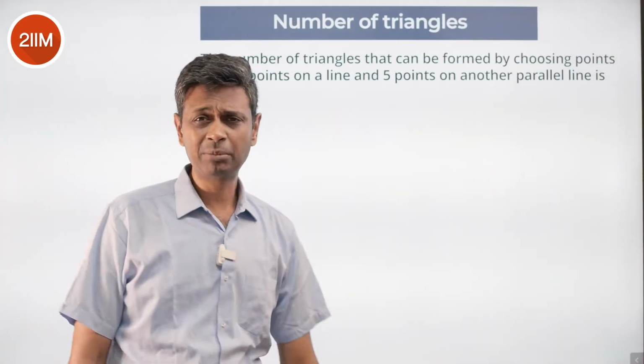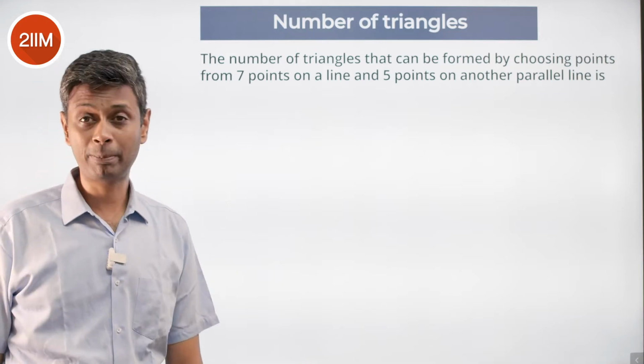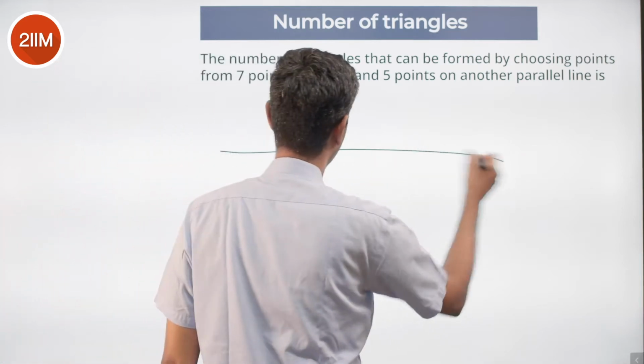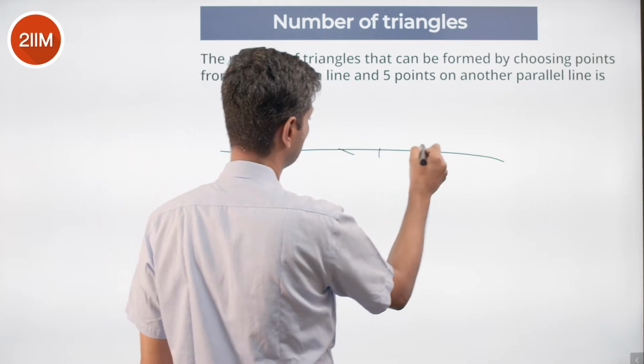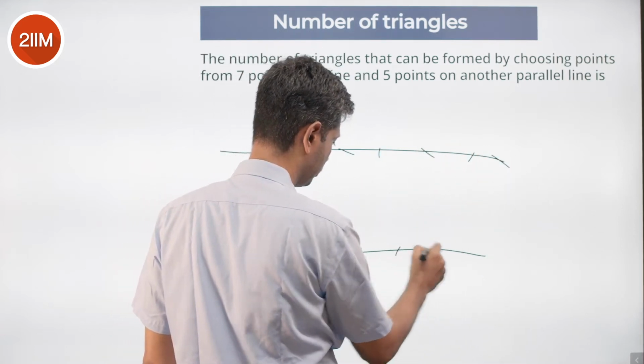The number of triangles that can be formed by choosing points from 7 points in a line and 5 points in another parallel line. So 7 points in this line: 1, 2, 3, 4, 5, 6, 7. And 1, 2, 3, 4, 5.